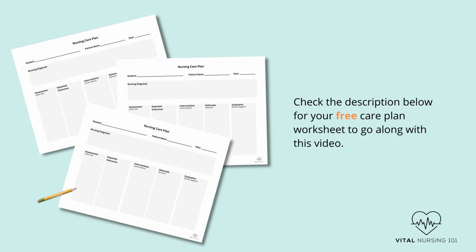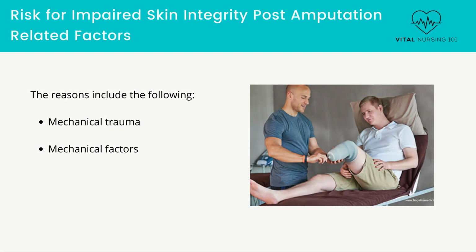The purpose of a care plan is to document the patient's needs and wants, as well as the nursing interventions, or implementations, planned to meet these needs. As part of the patient's health record, the care plan is used to establish continuity of care. What are the reasons a patient may have risk for impaired skin integrity post-amputation? The reasons include the following: mechanical trauma such as surgical incision, mechanical factors such as poorly fitting prosthesis.